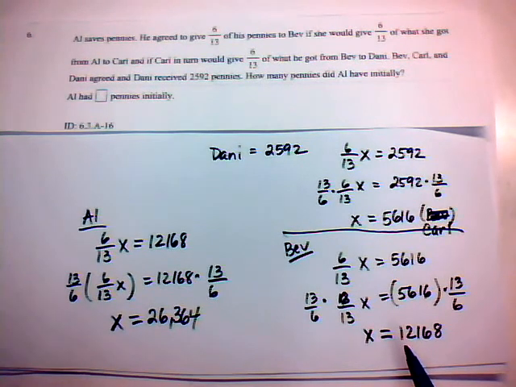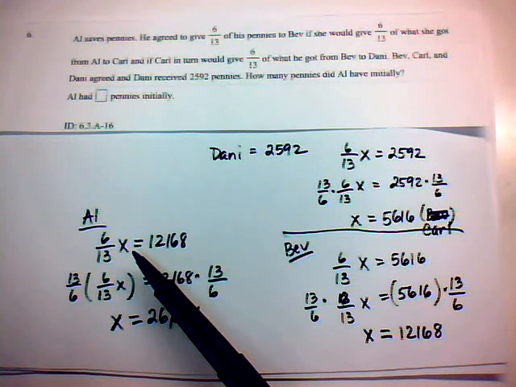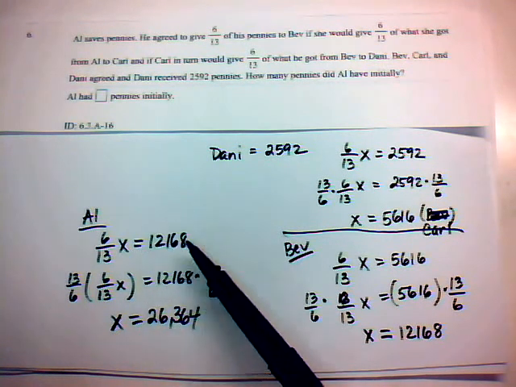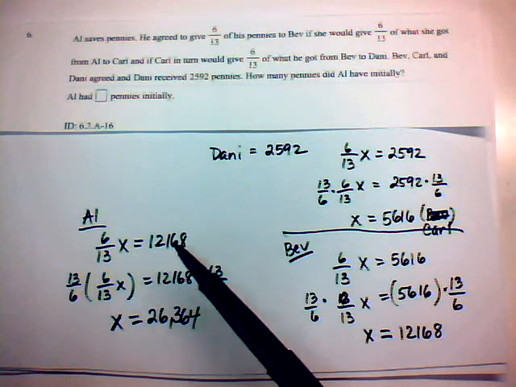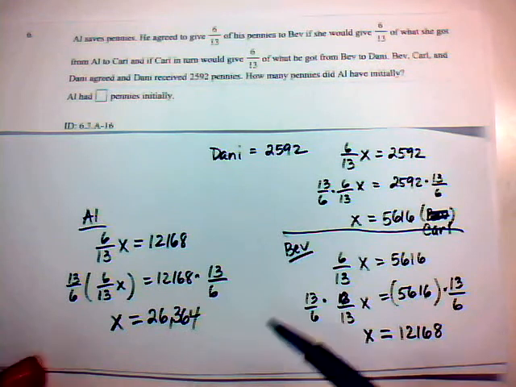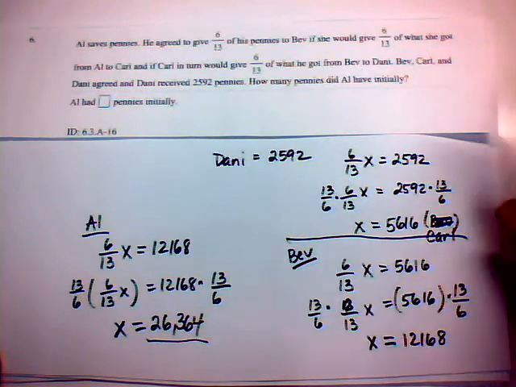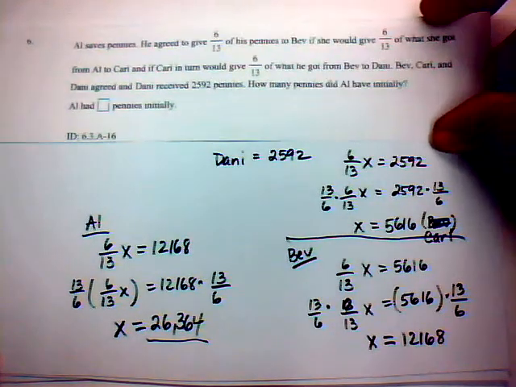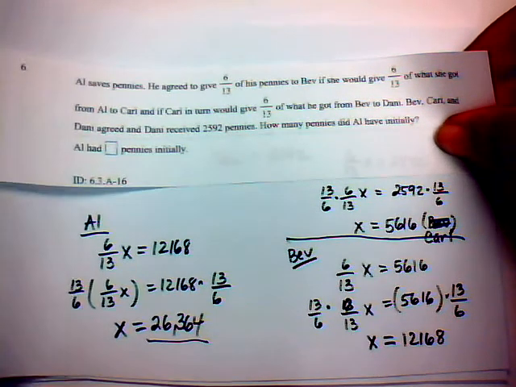And then Al gave 6/13 of his pennies to Bev. Well, the number of pennies he gave to Bev was 12,168. So we want to find out how many pennies he had originally. 6/13 times x equals 12,168. Multiply both sides by 13 over 6, you'll get the final number, which is 26,364 pennies that Al initially had. Okay. So this is one of those examples of working backwards in this particular problem.